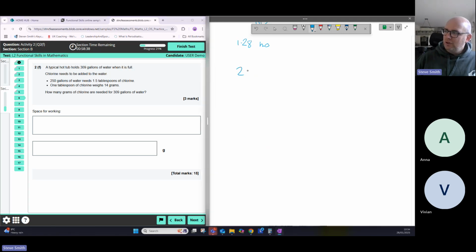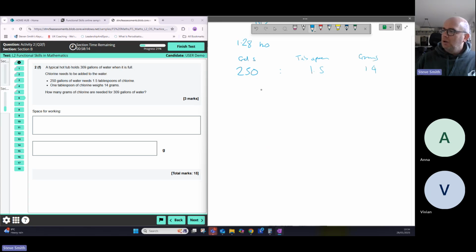So 250 gallons. Hold on, let's do it actually. I'll put my gallons above because then I can see what I'm doing. Gallons is the same as tablespoon, and it says 1.5. How many? And that's 14 grams, sorry.